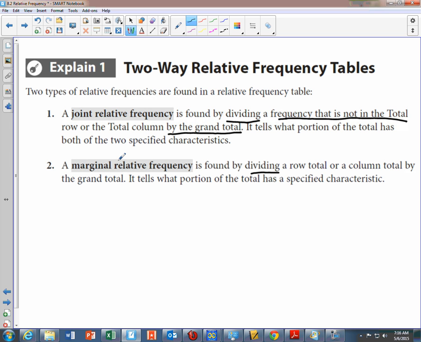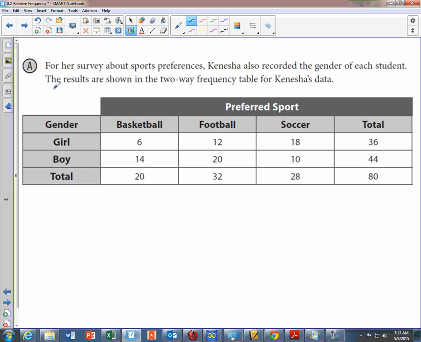The marginal relative frequency is found by dividing a row total or a column total by the grand total. So in both cases you're dividing. In both cases you're dividing by a grand total. But in the first one, it's a middle number. That's the way I like to think of it, a middle number. And in a marginal, you're dividing with a total number. So let me show you what I mean.